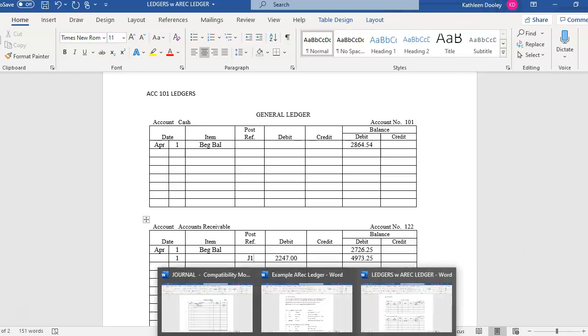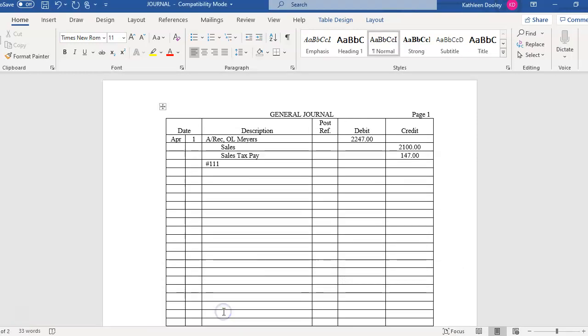Myers. So my last step of posting is to go back to the journal, and under the post reference in the journal, I put in the account number 122, which is accounts receivable, and then a slash, and then a check mark to show that I posted it to O.L. Myers. Now, I don't easily have a check mark symbol, so I can just use, say, an asterisk if you're typing it on a Word document. And that'll show that you posted it to both of these.